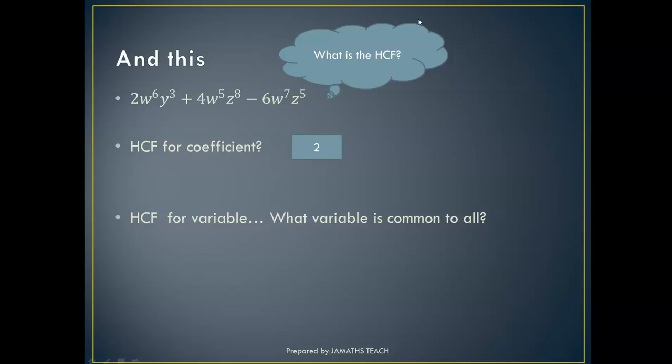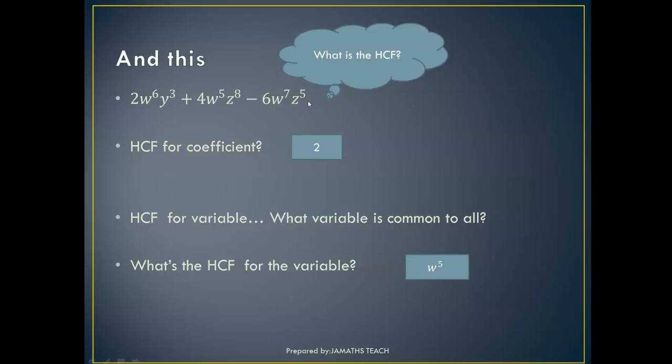What variable is common to all? So let's look at it. We have WY, WZ, WZ. W is common. Z is in 2 of them, but it's not common to all, so it cannot be a part of the HCF. Y is in 1 of them, certainly not common to all, so it cannot be a part of the HCF. So our variable that's common to all is W.